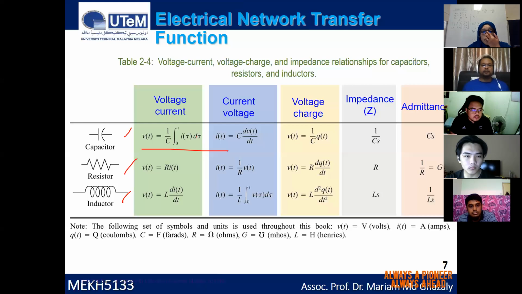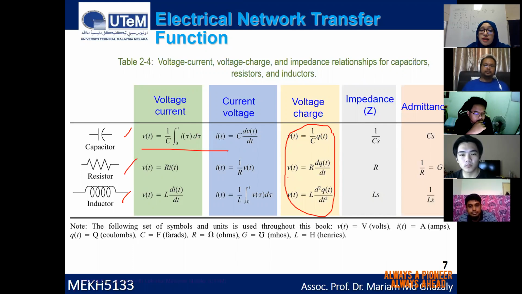integral of i(τ) dτ, and you can write it in terms of voltage and charge. So you have v(t) equal to 1 over C times q(t), so in terms of charge. Therefore v(t) is equal to this, and v(t) is equal to this for the inductance.